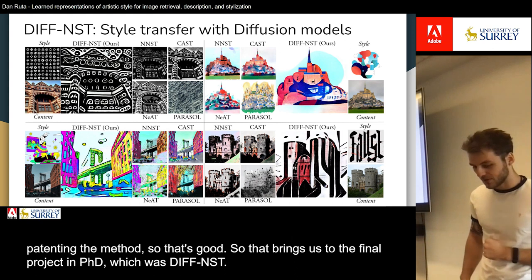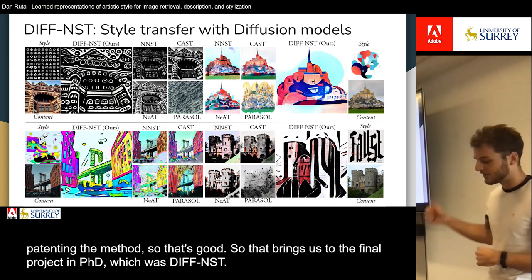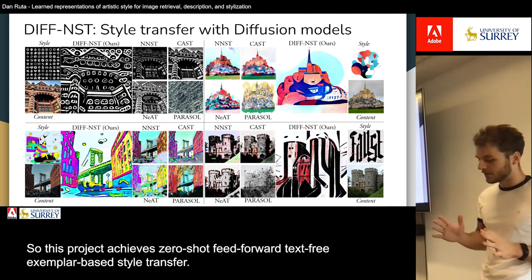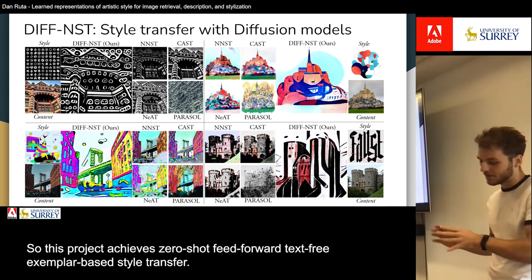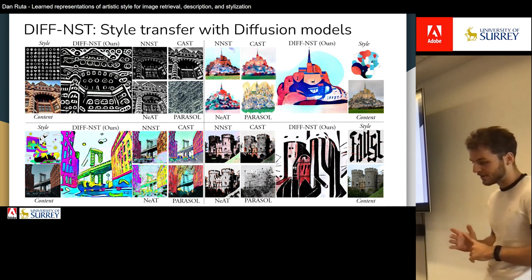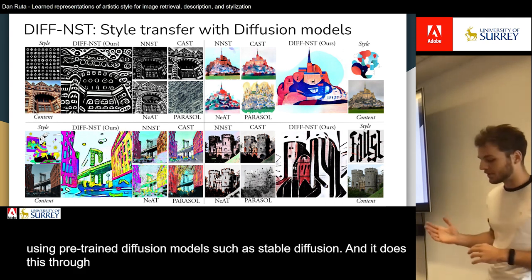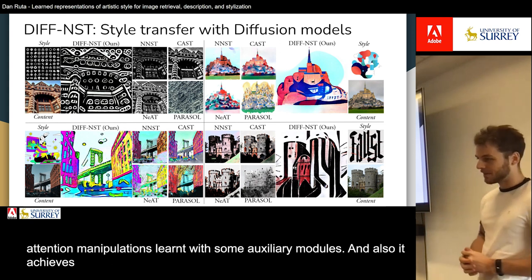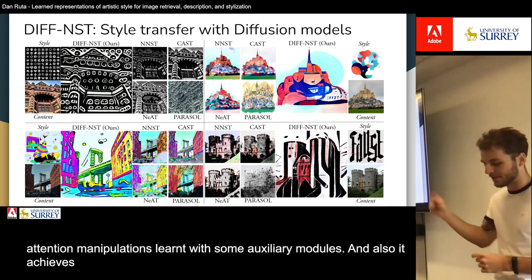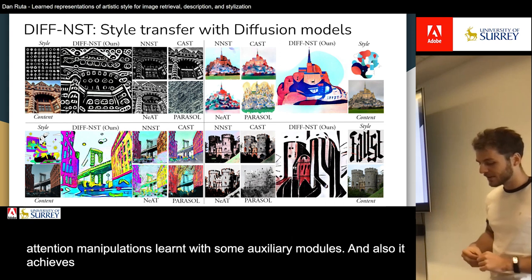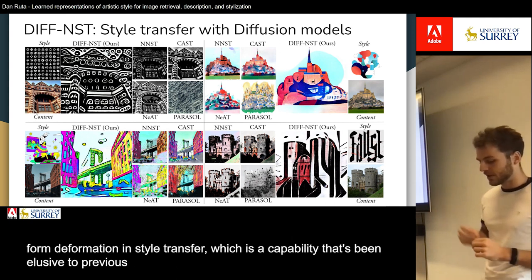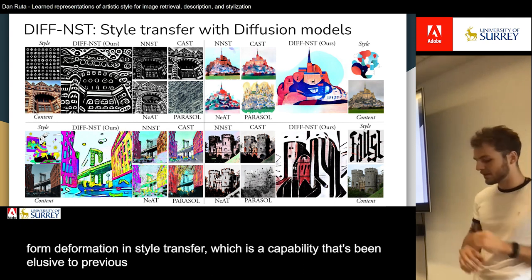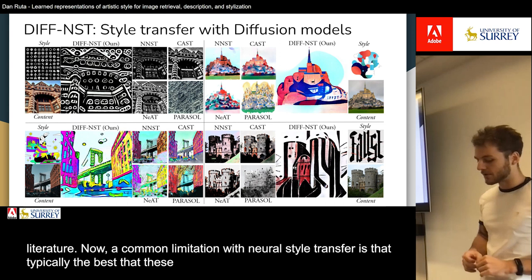So that brings us to the final project of the PhD, which was DiffNST. This project achieves zero-shot, feed-forward, text-free, exemplar-based style transfer using pre-trained diffusion models such as Stable Diffusion. It does this through attention manipulations learned with some auxiliary modules. And it also achieves form deformation in style transfer, which is a capability that's been elusive to previous literature.